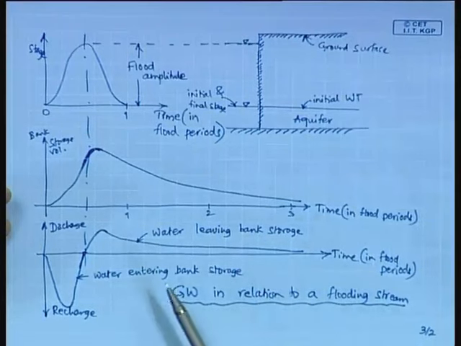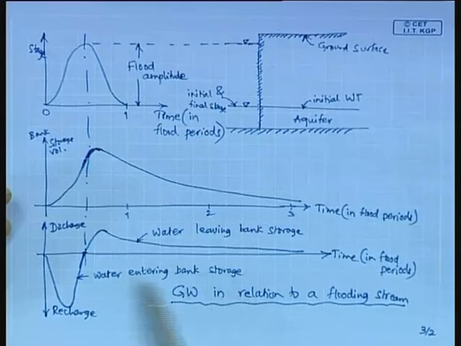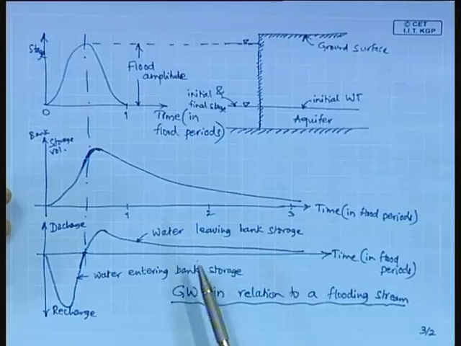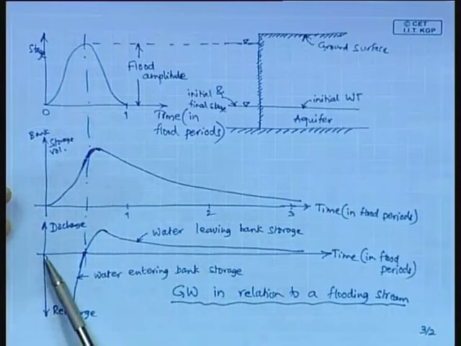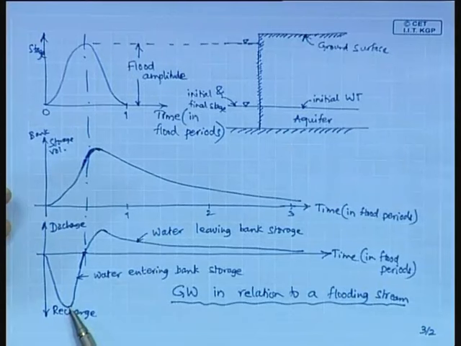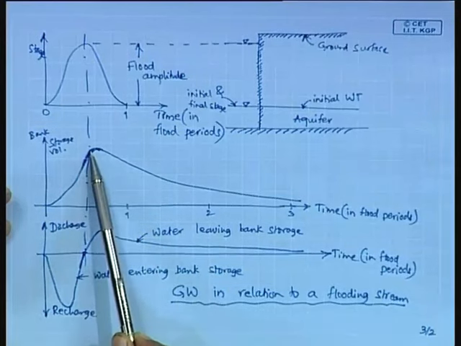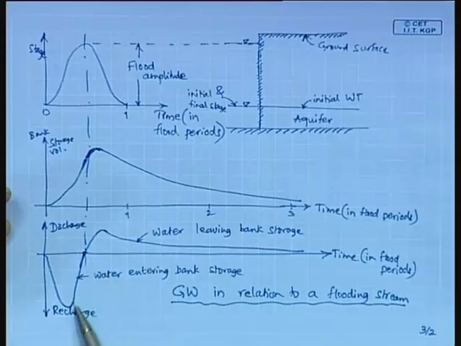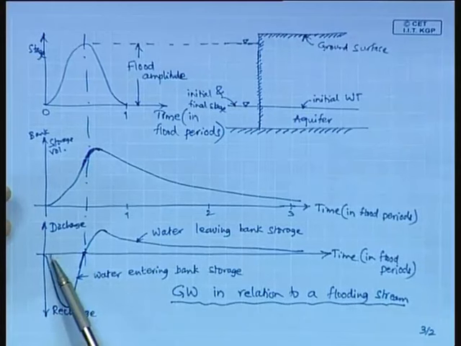And now let us consider the recharge and discharge volume, which occur due to the water entering the bank storage and the water leaving the bank storage. Initially, when the flood wave starts and the flood stage goes on increasing from the initial level to the flood peak stage, the recharge goes on increasing and it reaches the maximum. Then the recharge goes on decreasing. And at this time instant, when the flood stage is at its peak and the bank storage volume is also at its peak, the recharge volume, which essentially is represented by the volume bound by this curve, is also the maximum.